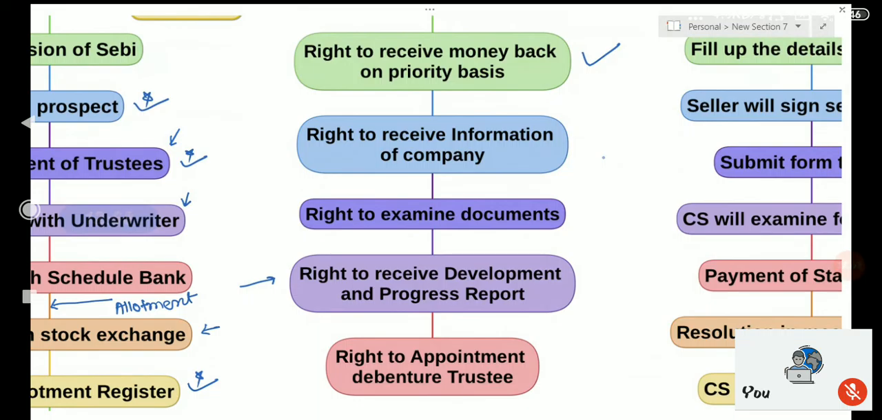If debenture trustees cannot be appointed, then the debenture holder will never give their money to the company. Why are they purchasing debentures? Because they don't want to take risk. If they are ready to take the risk, then they would just purchase equity shares. So that is a point.